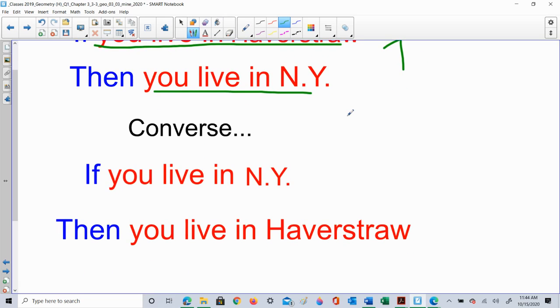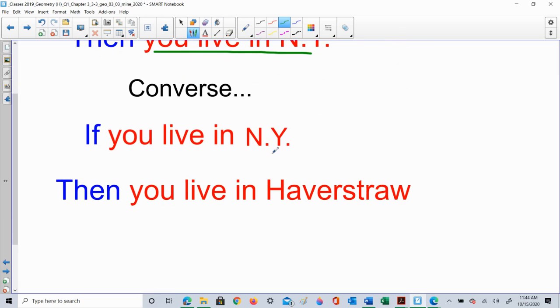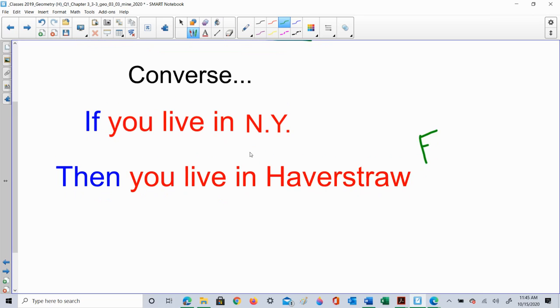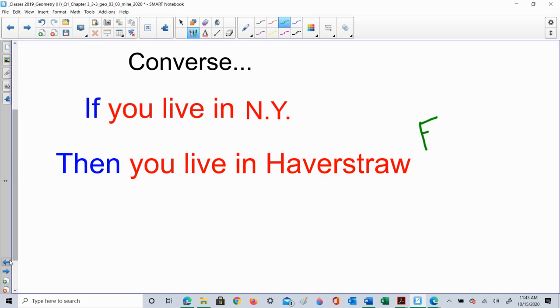However, if I switch the if and then, if you live in New York, then you live in Haverstraw, that is not always true. You can live in Stony Point. You can live in Pomona. You can live in Westchester somewhere, anywhere in New York. So that's why the converse isn't always true. For all intents and purposes, the theorems I give you, and if I tell you there's a converse, it will be true.